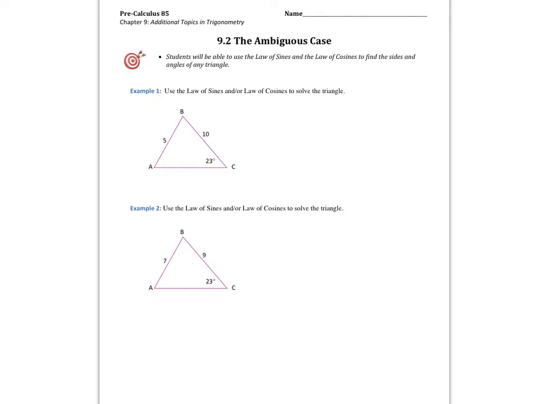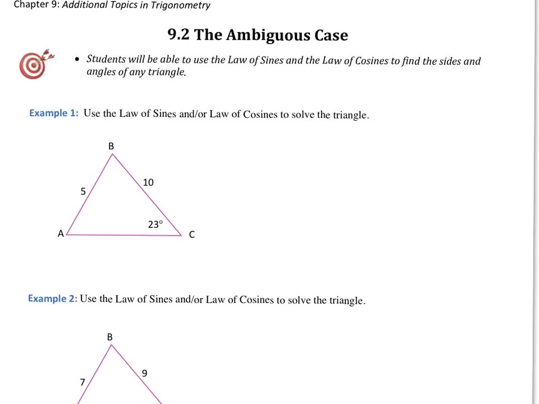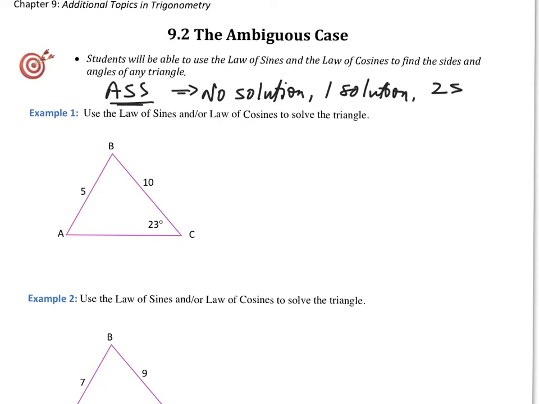All right, first thing that I want you to write down is make sure you understand with the ambiguous case, okay, we're talking about ASS, okay, the donkey, all right? And it's a situation in which we could have no solution, we could have one solution, and we could have two solutions, okay? So that's the first thing that we need to know.